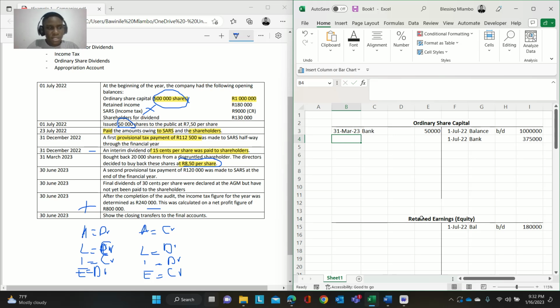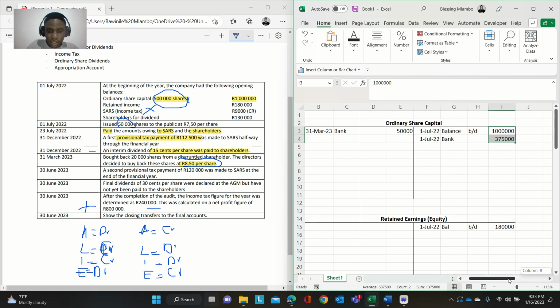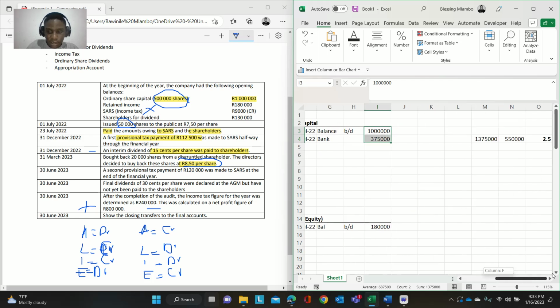Now you may be asking yourself, okay Blessing, if we only decrease the ordinary share capital with the average share price, which is found by adding the value of the opening balance plus the value of any shares issued during the year and dividing by the number of shares in issue at the buyback date, what about the remaining balance, right? From 250 to 850, which is, let's just calculate it here.